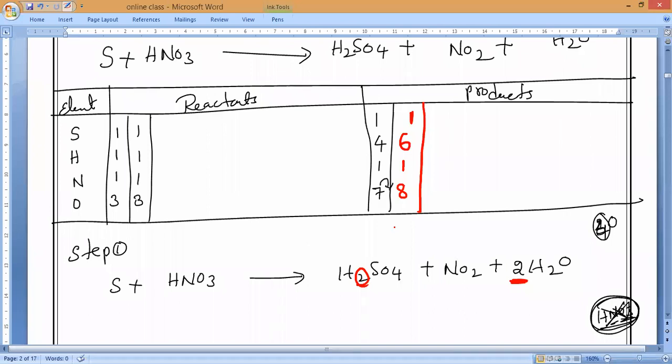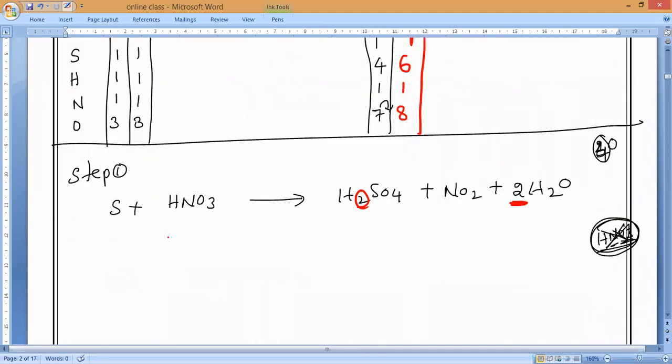So now if you notice, sulfur is balanced, but hydrogen is 1 here and 6 here. I have already made oxygen an even number. So now step 2, what am I going to balance, guys? Hydrogen here 6 is there, but here 1 is there. So 1 becomes 6. What do I have to do? I have to multiply with 6.